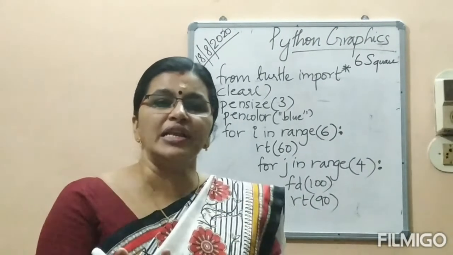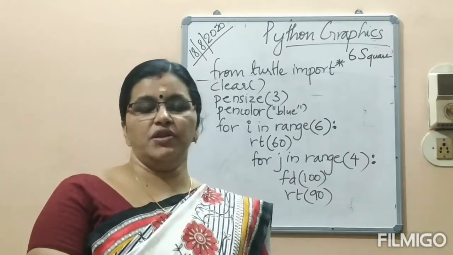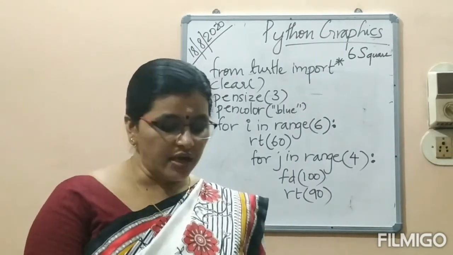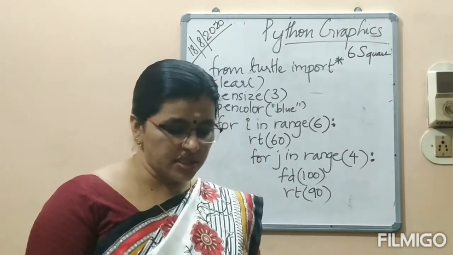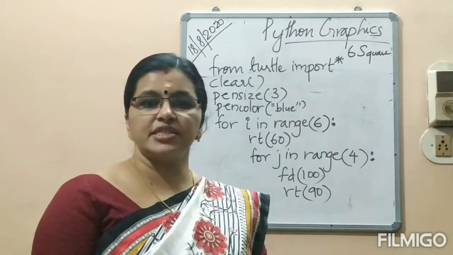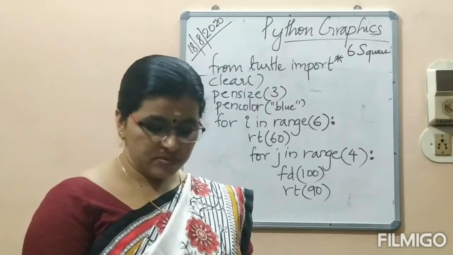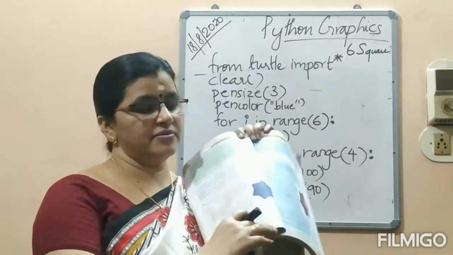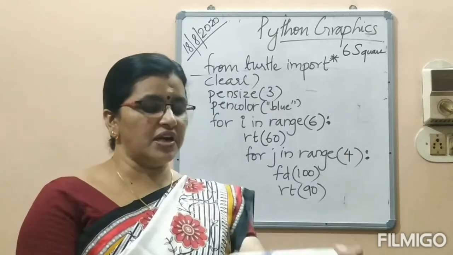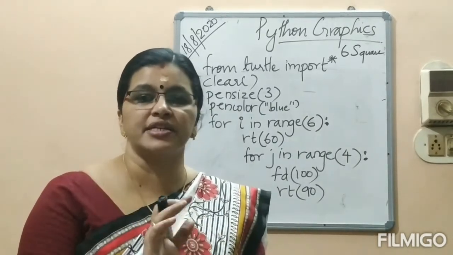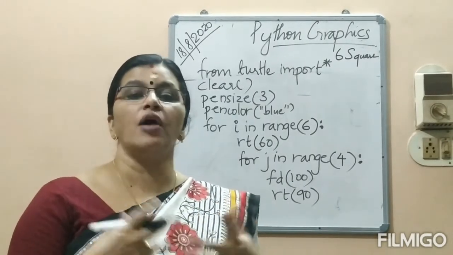How will you fill color inside that pattern? Say in page number 50. I don't know in which page. This is an old text. So turn the page and see. You can see the color. Fill color. Blue color is filled up inside that pattern. How will you do that?